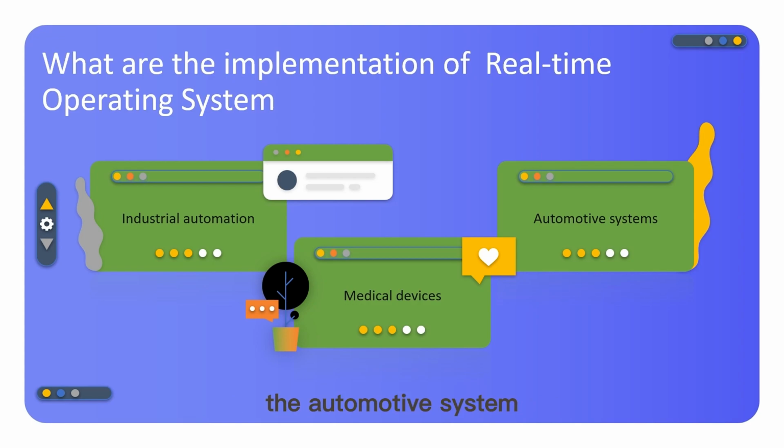Third, automotive systems. Real-time operating systems are used in automotive systems to control critical functions such as engine control, anti-lock braking system, and airbag deployment.